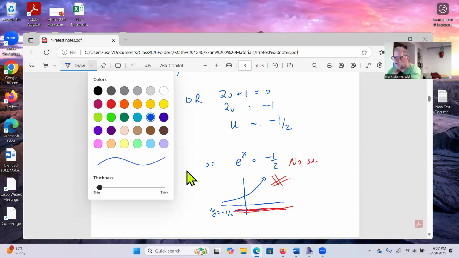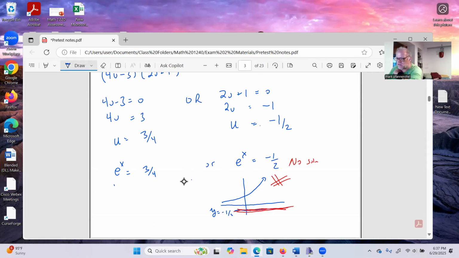Will e to the x cross over the line y equals 3/4? Sure it will. So here's my e to the x, and here is my line, y equals 3/4. If I look at that, yeah, it does hit there at some point. Exactly where might be a little difficult to tell on my graph, but it does connect.